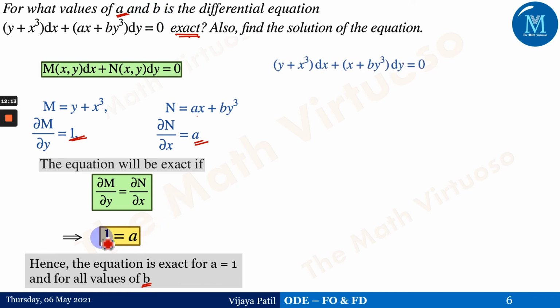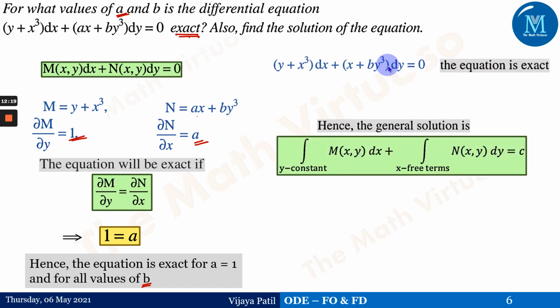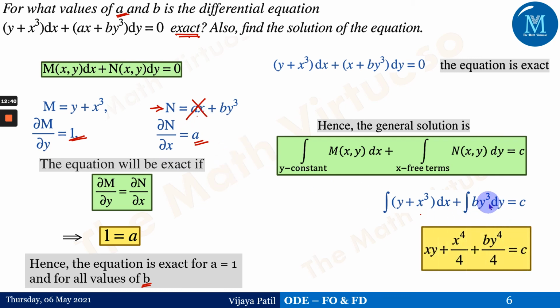Now after putting a = 1 in this particular equation, we'll be getting the exact equation, and therefore the solution becomes: integrating M dx, considering y constant here, and while taking N we consider the term which is not containing x, that is free from x. So ax is not considered here, and we integrate by cube dy = c, and therefore we'll be having xy + x^4/4 + by^4/4 = c as the answer for this particular question.